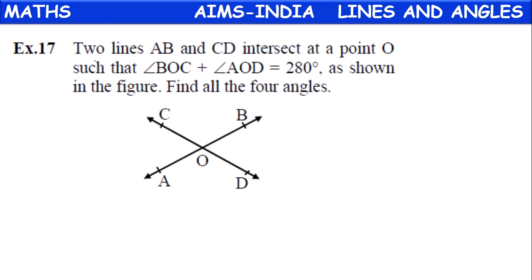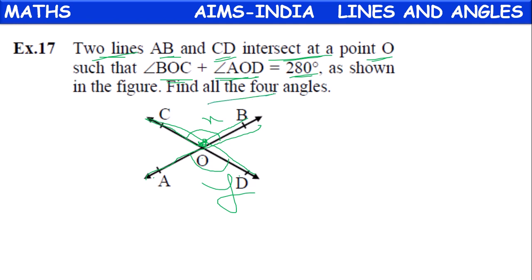Next one. Two lines AB and CD intersect at point O such that BOC plus AOD equals 280 degrees. BOC and AOD, the sum of this x and this y is 280 degrees. Find all the four angles.